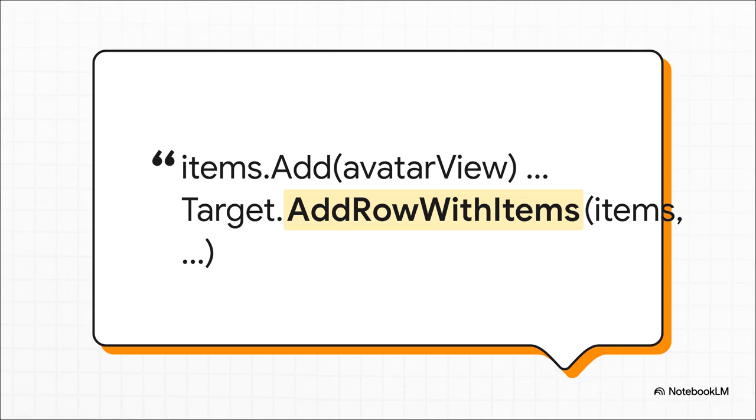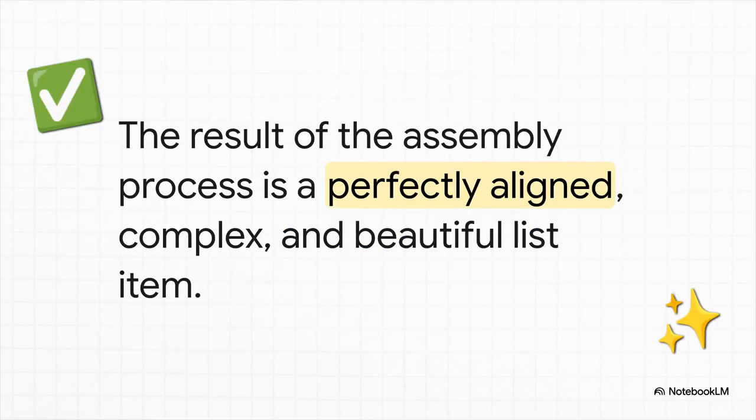And here is the final step, the big payoff. We create a standard B4X list. We add all the views we just built, the avatar, the title view, and whatever else, and then we just hand that list over to the Add Row with Items method. The Daisy list takes all those little pieces and magically arranges them into a perfect row for us. All that complex layout is handled automatically. And the result of that whole assembly process is this: a perfectly aligned, complex, and really beautiful list item. You can see exactly how each component we coded, the avatar, the stacked text, has found its perfect place inside the row.